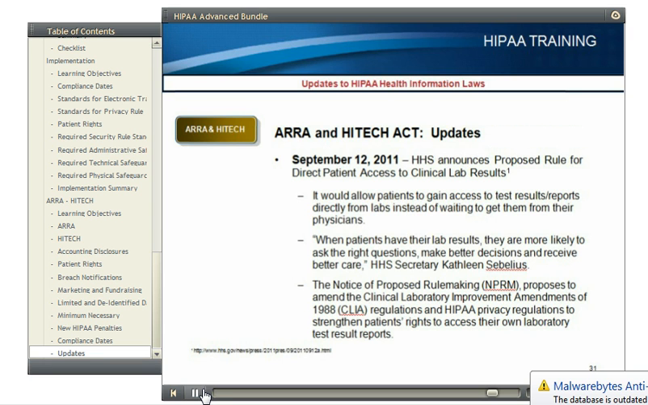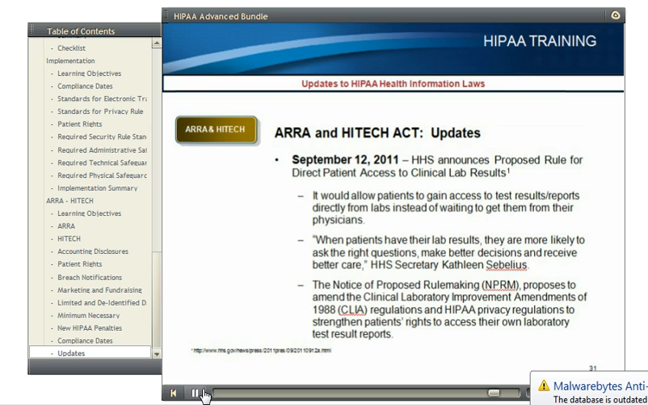ERA and HITECH Act updates. September 12, 2011. HHS announces proposed rule for direct patient access to clinical lab results. It would allow patients to gain access to test results and reports directly from labs instead of waiting to get them from their physicians. When patients have their lab results, they are more likely to ask the right questions, make better decisions, and receive better care.